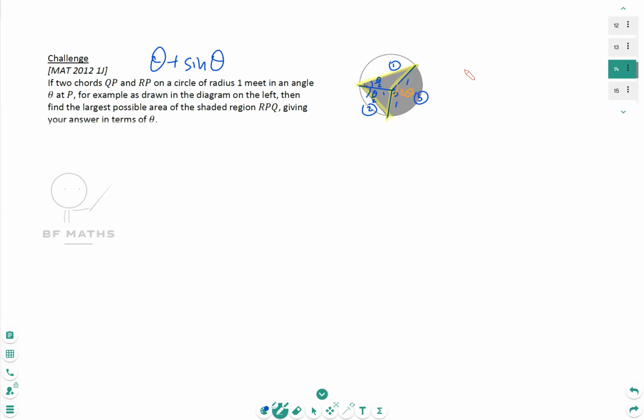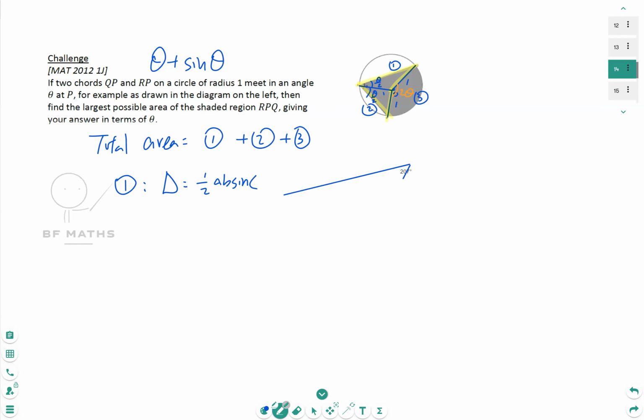So total area equals 1 plus 2 plus 3. Let's do 1. 1 is a triangle, so half AB sine C. You have to be careful with 1, so let me draw the shape out. We know the radius is 1, the radius is 1, and that's theta over 2.